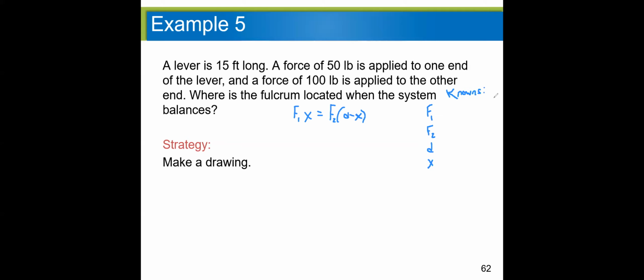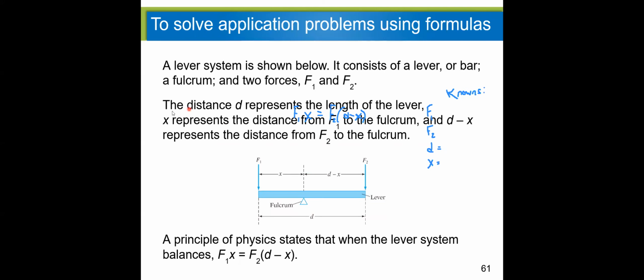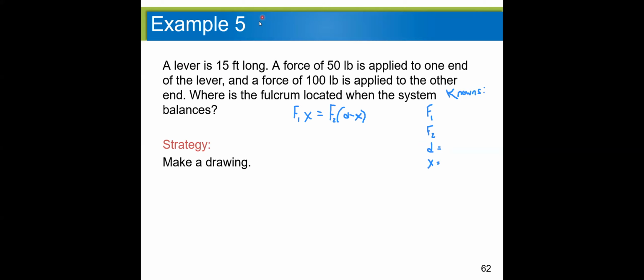The paragraph doesn't tell you F1 equals 50 pounds, it just says a force is equal to 50 pounds. It also tells you the lever is 15 foot long. Well, is D 15 foot or is X 15 foot? We need to know this, right? So let's go back to our information that was provided. The distance D represents the length of the lever. The lever is 15 foot long, and D represents the length of the lever. D must represent 15.